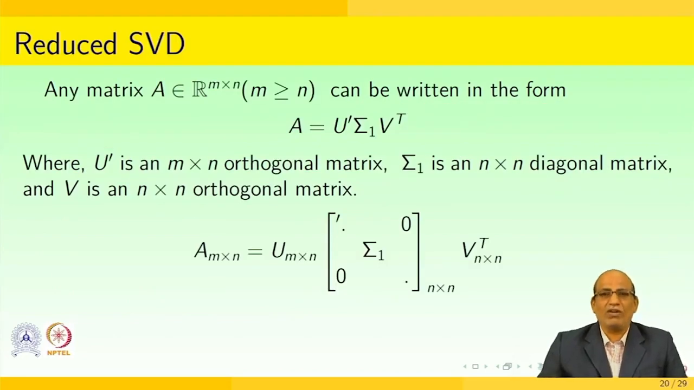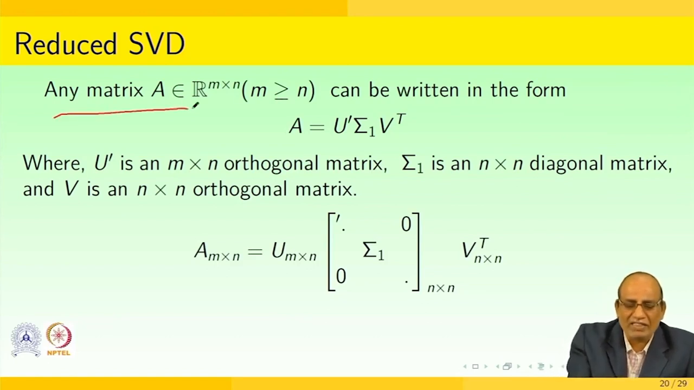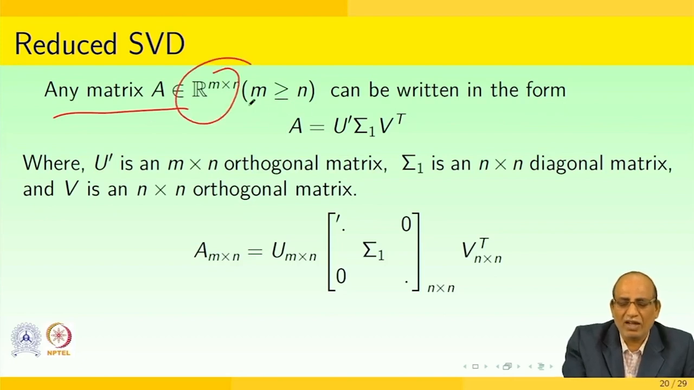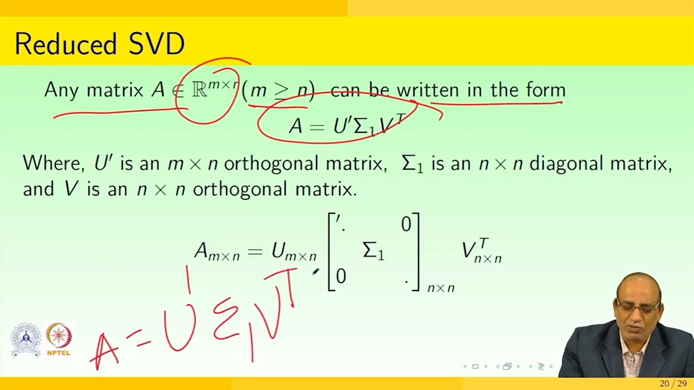So now we return to the question: what is the modification we can make to the singular value decomposition? How does it overcome such difficulties? Now, let us start with the matrix A in R^(m×n), where m is greater than or equal to n. It can be written as A is equal to U prime Sigma 1 V prime transpose.